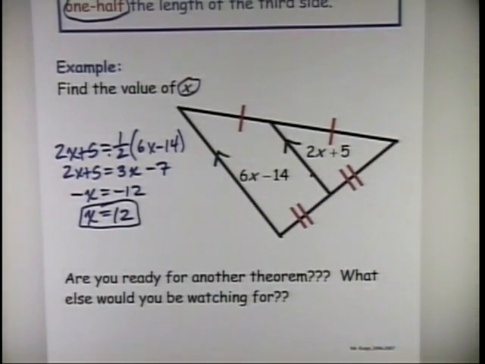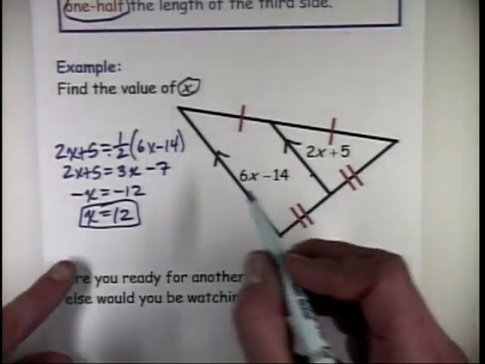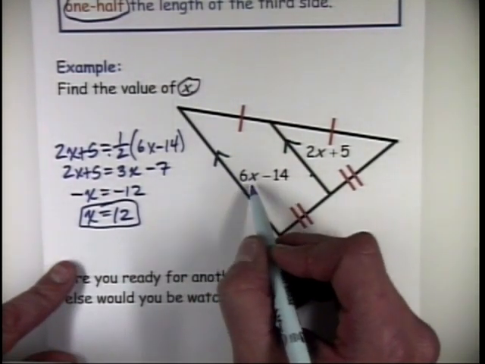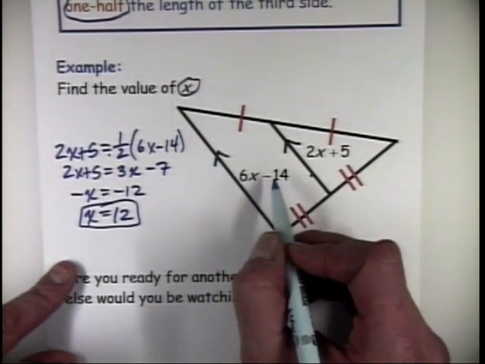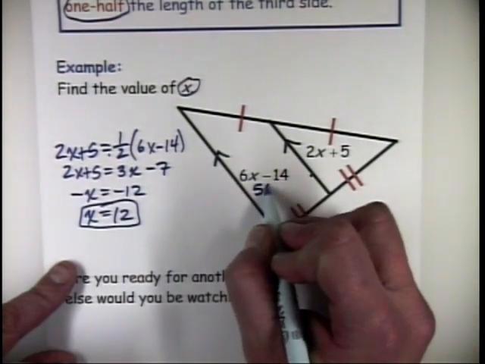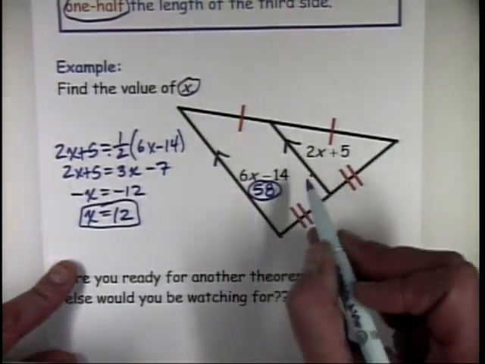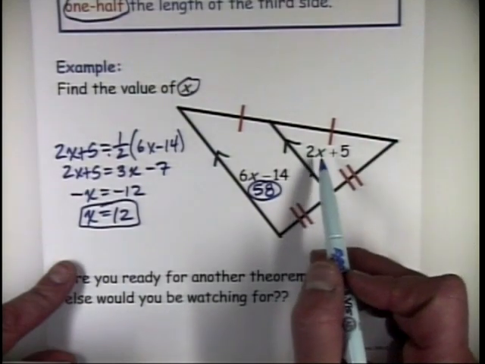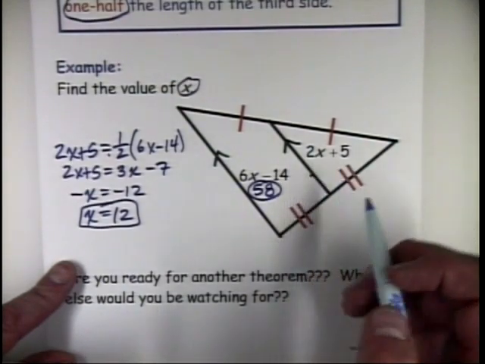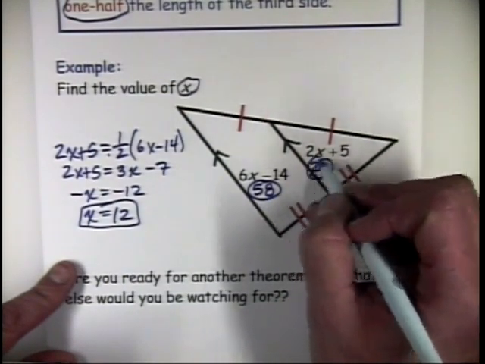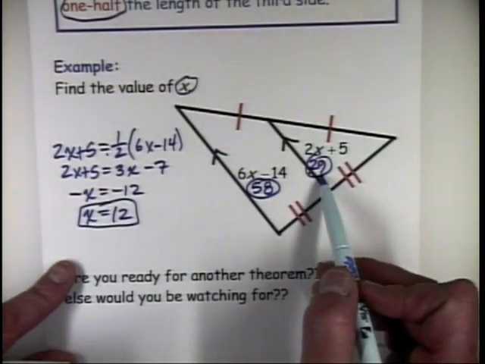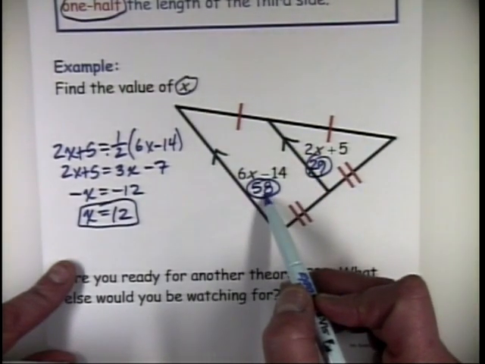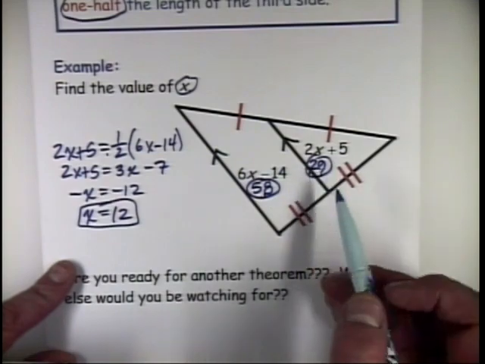Okay, so we solved for x. Let's go ahead and verify if we have time. By plugging a 12 back into here, I get 6 times 12, which is 72, minus 14, which gives us this length to be equal to 58. And again, if I plug the 12 into the other length, 12 times 2 is 24, plus 5 is 29. Now we can quickly check. Is 29 half of 58? Yes. Is 58 twice 29? It sure is.